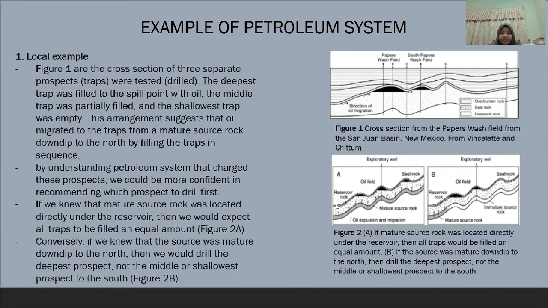As you can see from figure 2a, if we know that mature source rock was located directly under the reservoir, we could expect that all traps are filled with an equal amount of oil. But if we know that the mature source rock is down deep to the north, then we would drill the deepest prospect.